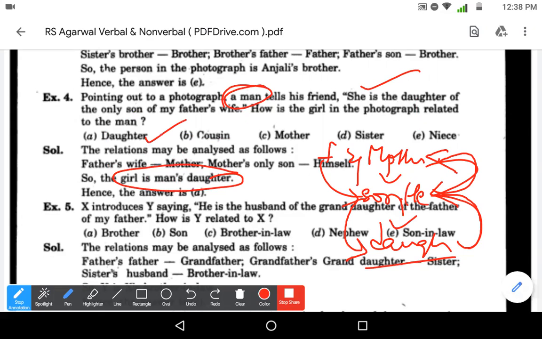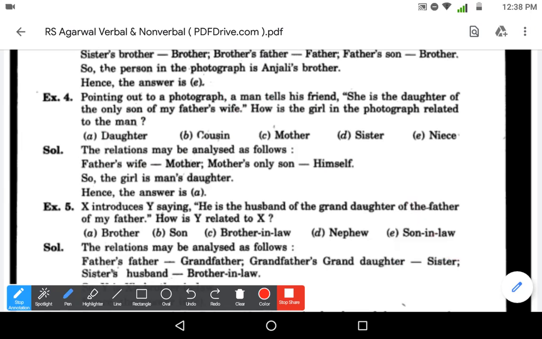So here you can tick for answer A. So this is the blood relations. I hope you're all able to follow.